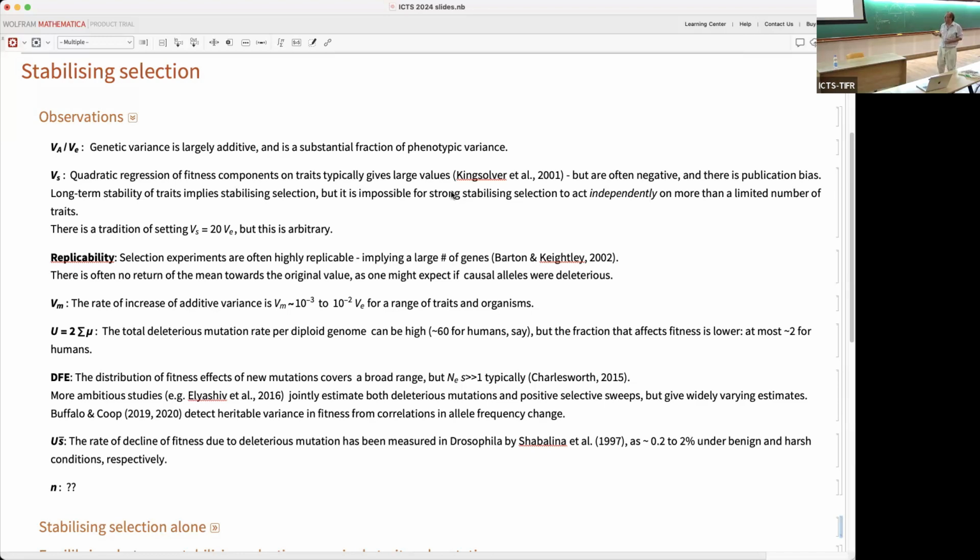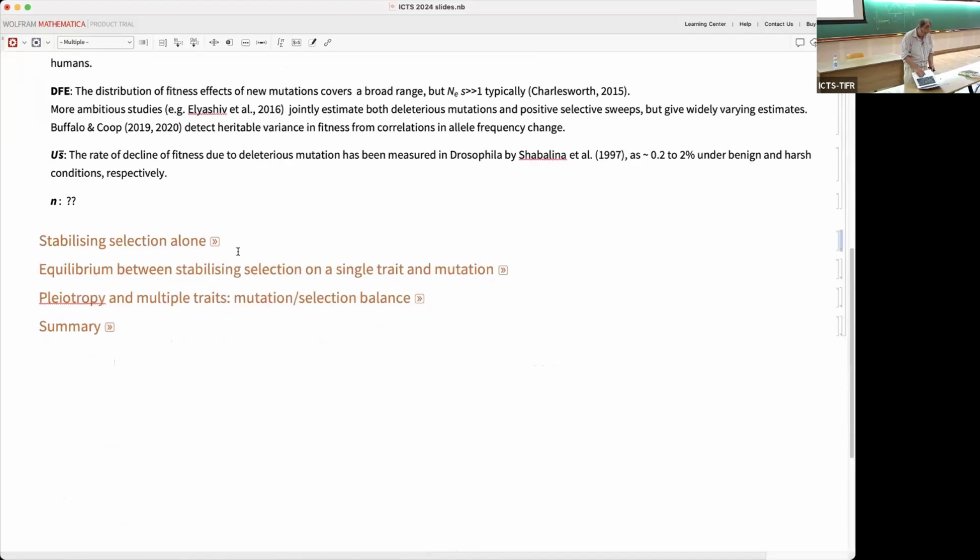And then finally, what you'd like to know is the number of traits that define an organism. But I put a question mark there, and this is something we'll come back to because I don't even know really how to start thinking about that. What is our dimension? So those are the observations, a lot of them kind of intuitive, and we don't really know the precise values of these things, but we know the ballpark values.